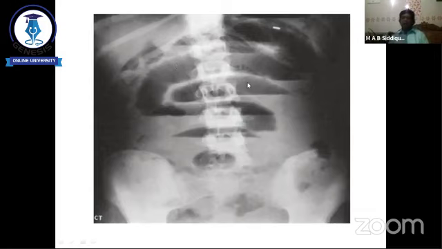So if the question is what is your diagnosis, and you answer small intestinal obstruction, you will get full marks. But if you say just intestinal obstruction, you will get some marks. Here it is clearly shown that the distended bowel loops are centrally placed, with valvulae conniventes and a step-ladder pattern. That is the typical feature of small intestinal obstruction. So if you write that it is a small intestinal obstruction, you will get full marks.